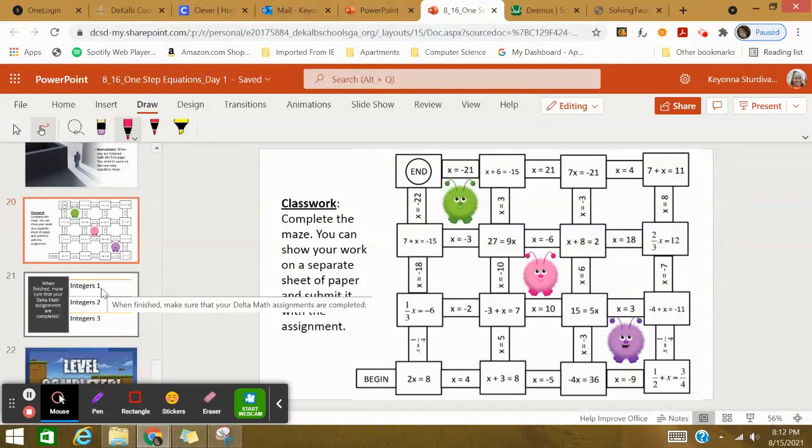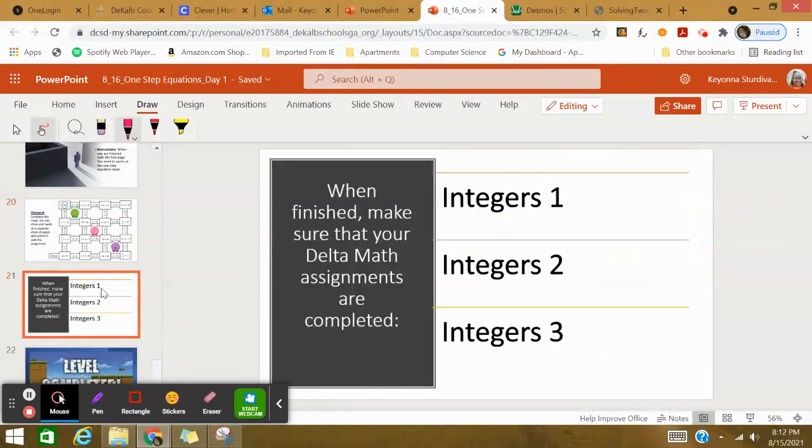Once you guys have completed the maze as well as the first classwork on one-step equations and there's still class time left, then please make sure that you work on your Delta Math. Make sure that you have integers 1, 2, and 3 completed. I know a lot of you guys were not able to finish integers 3 on Friday, so please make sure that you work on that if you still have class time at the end of class.